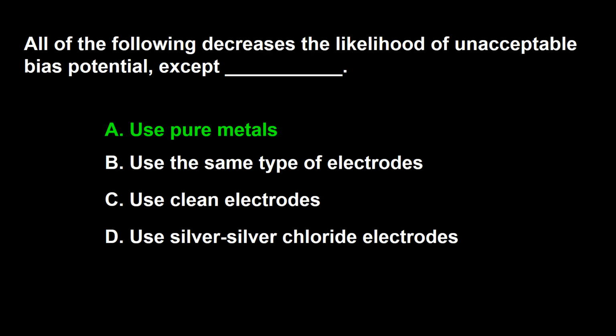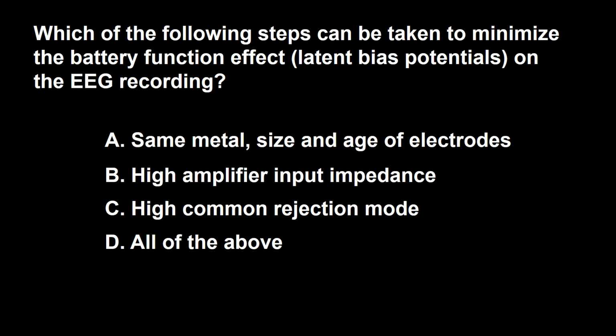Metals need to be the same in all electrodes, regardless whether they are pure or not. Next question is, which of the following steps can be taken to minimize the battery function effect on the EEG recording? A. Same metal, size, and age of electrodes. B. High amplifier input impedance. C. High common rejection mode. D. All of the above.